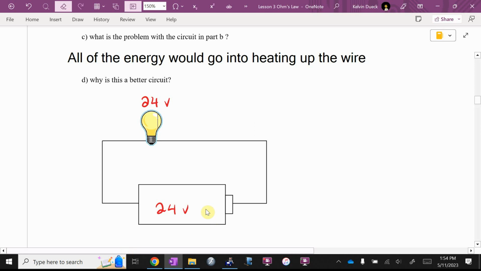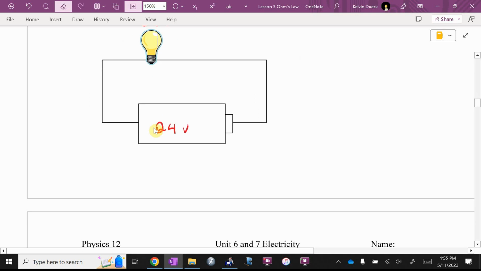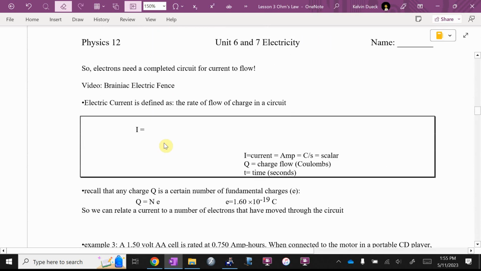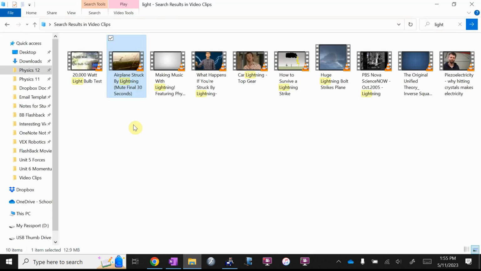Okay. This is a much better circuit. You're gaining 24 volts from the battery. You're losing it in the resistor. You don't have any energy left to heat up the wires. Now, in real life, the wires always pick up a tiny bit of heat, but Emily, we're going to pretend that they don't because it makes the math easier. Electrons need a completed circuit for current to flow.